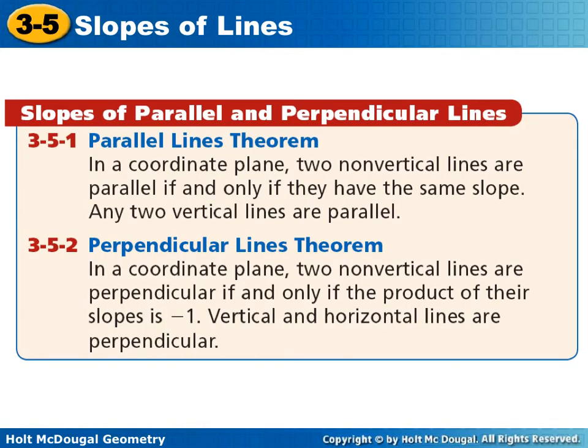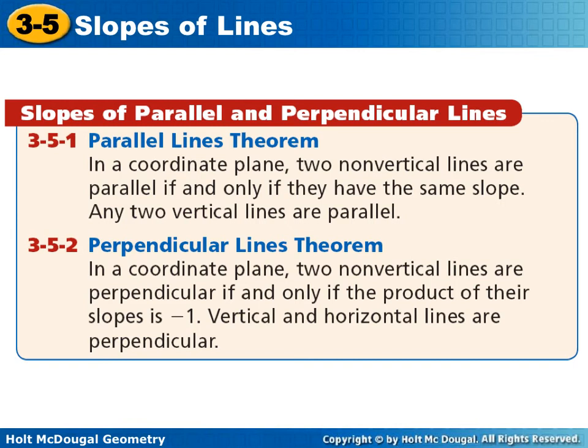2 theorems in this section. Parallel line theorem: if 2 non-vertical lines are parallel, if and only if they have the same slope. So they have to say non-vertical because it's undefined. But right at the end, any 2 vertical lines are parallel. Next one, perpendicular. If you multiply the 2 slopes and get -1, they're perpendicular. Another way of saying that is opposite reciprocal.